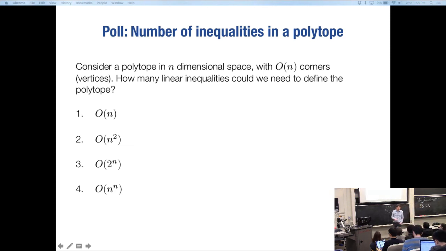No, I mean, the minimum, you already know, is like log something. This is in the worst case: how many would you need to describe it? In general, how many do you need to describe them?